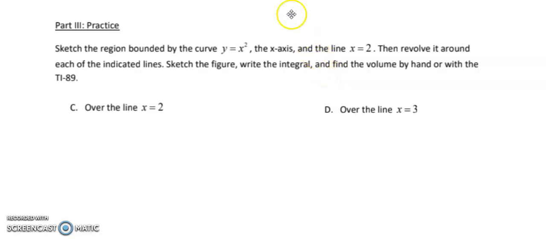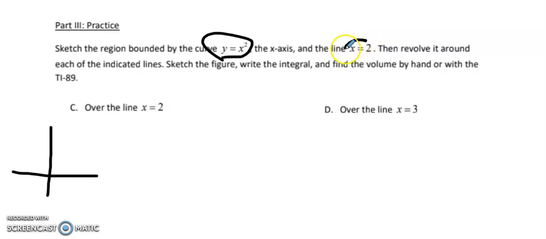Right, for these two volumes by revolution problems, we are going to set up the integral, and then I'm going to show you how to integrate on your calculator. So I like to draw the image first, and we've been working with this image already because we have y equals x squared, and we have the line x equals 2. So here's our y equals x squared, and here's our vertical line x equals 2.